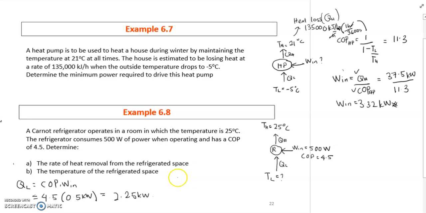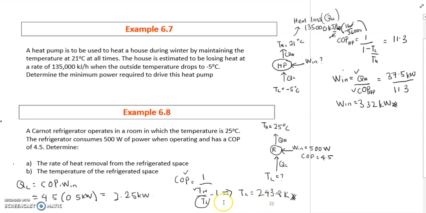Then for TL, we use this formula: COP equals 1 over (TH over TL minus 1). So you have your COP and temperature TH, and then you can calculate for TL. TH is 25 plus 273. So you rearrange this equation and solve for TL. TL you will get 243.8 Kelvin. So this is the answer for part B.